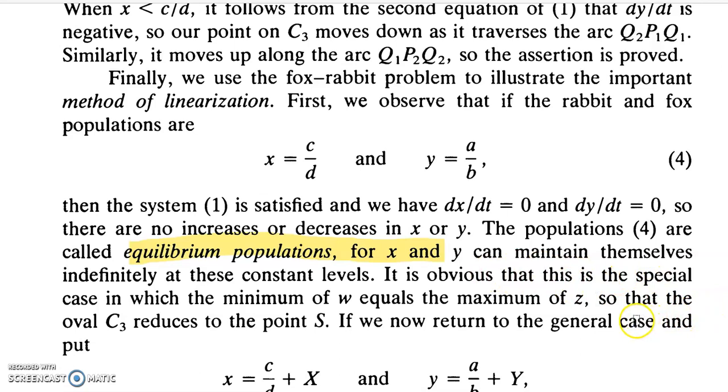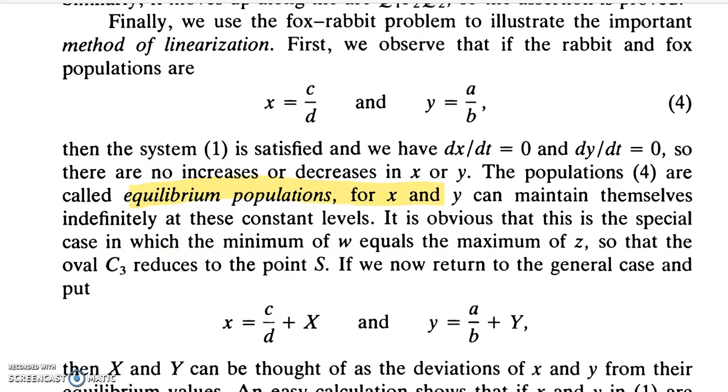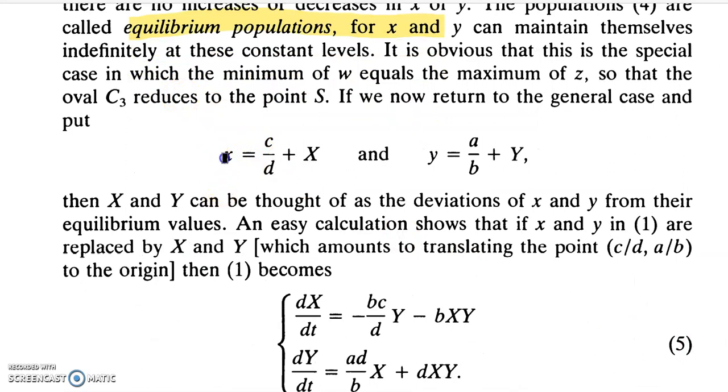Now let us see how we linearize this problem. So നമ്മുടെ സിസ്റ്റം ഒരിക്കലും ആ ഒരു സ്റ്റേബിൾ സ്റ്റേറ്റിൽ ഇരിക്കില്ല. There will be variations in the values of x and y. So from the equilibrium position there can be some variation. So we take those variations to be capital X and capital Y. So let the actual population be x equal to c by d plus capital X and y equal to a by b plus capital Y. Okay, so c by d and a by b are equilibrium values.